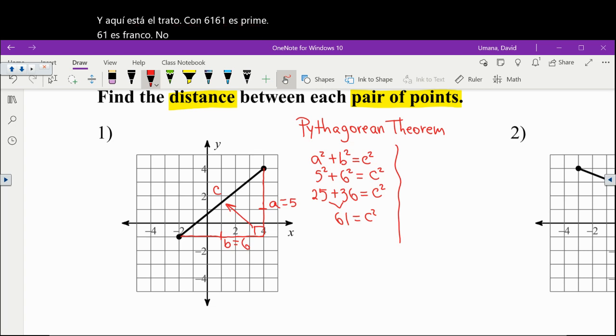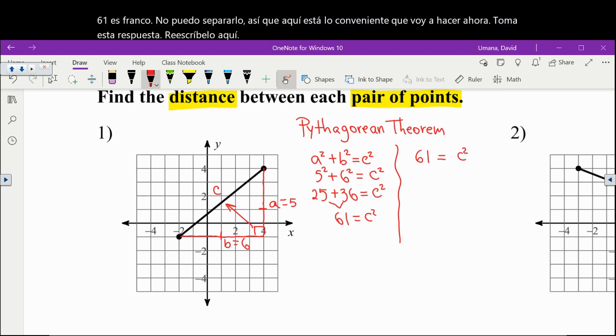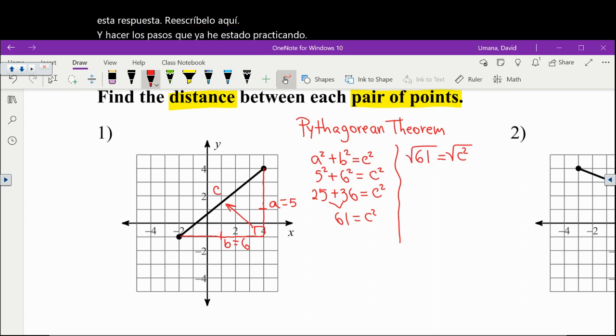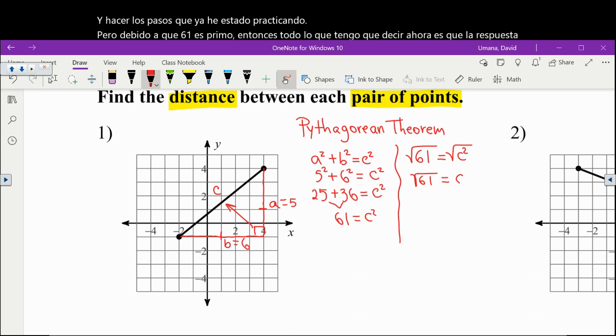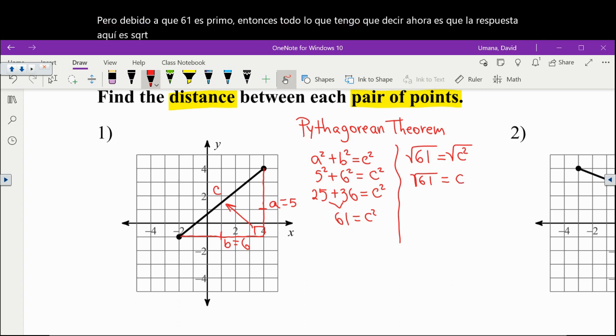So here's the convenient thing. I'm going to now take this answer, rewrite it here, and do the steps I've already been practicing. But because 61 is prime, all I gotta say now is that the answer here is square root of 61 is the value of C. So if I ask, how long is this line? The length of this line is exactly the square root of 61.